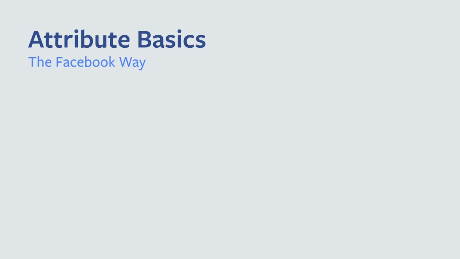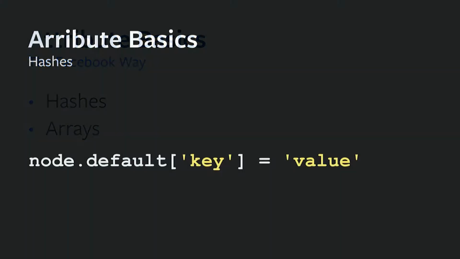There are two major data structures you need to know about to use attributes. The first one is hashes, known as dictionaries in other languages, and then arrays, which are also lists in Python if you're more familiar on the Python side. Let's go briefly over each one and what it looks like in the context of Chef attributes.